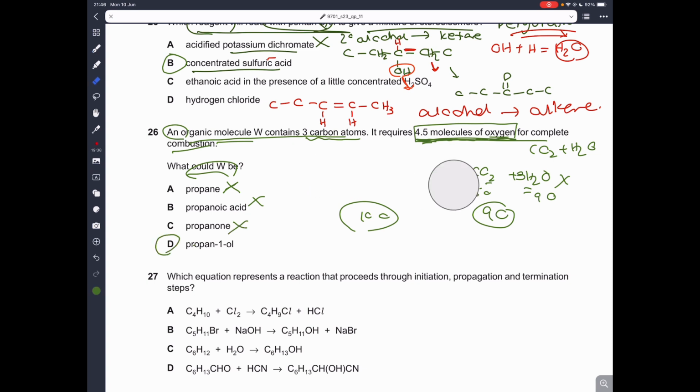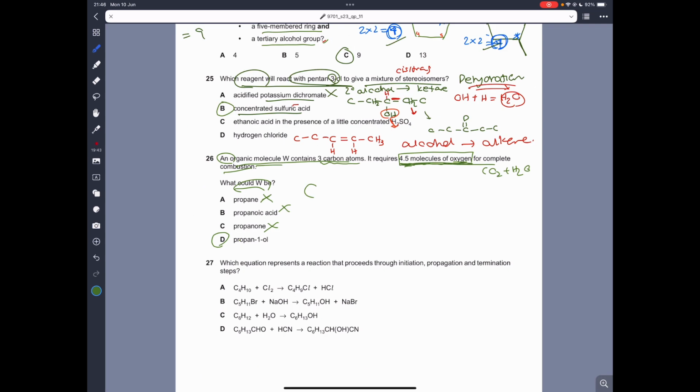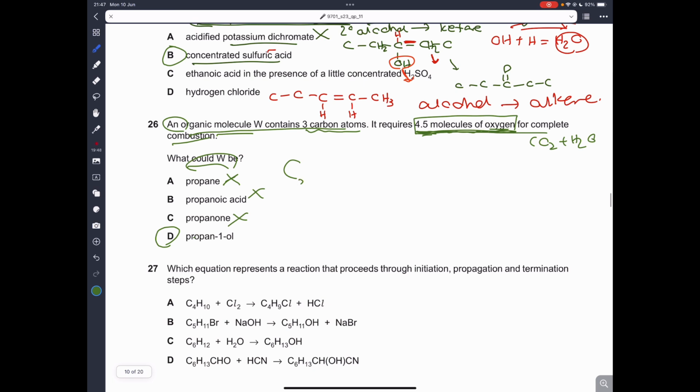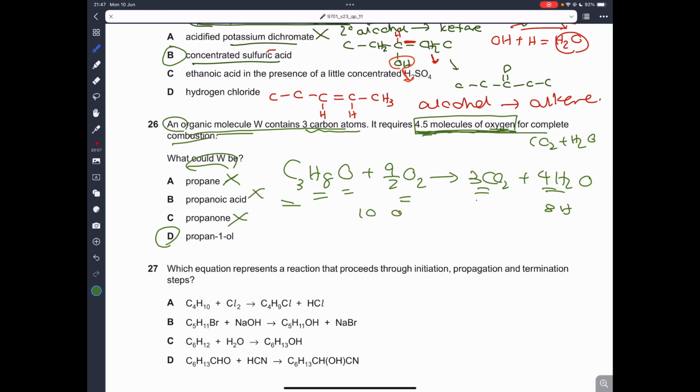And I'll also show you how D is the correct answer. Okay, so C3 propanol. C3H8O plus 9 by 2 O2 equals 3 CO2 plus 4 H2O. So check, 3 carbon atoms, right? 8 hydrogen on both sides. 1, 9, so there's 10 oxygen here. There is 6 oxygen here, 4 oxygen here, so 10 oxygen here. So it matches. So D is the answer.